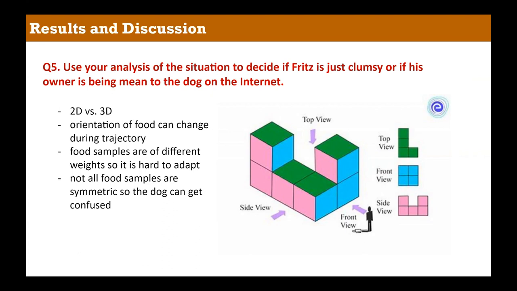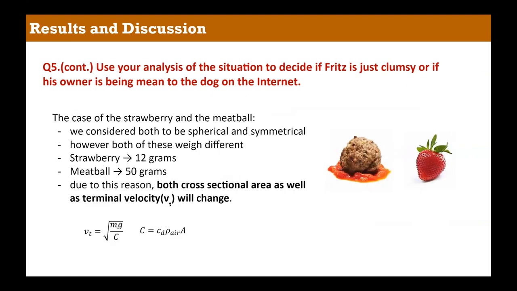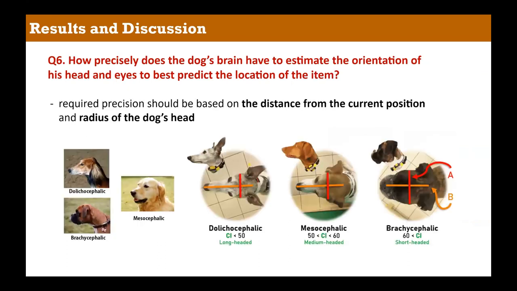To expand on the changing orientation, this picture shows that if the dog saw the front view of the food sample but saw a different view when it was about to catch it, it might have confused Fritz, thus changing his move last minute. But what if the owner unintentionally confused the dog with the constantly changing cross-sectional area of the object being thrown? If we focus on the strawberry and the meatball that we assume to be both spherical and symmetrical, we saw that Fritz couldn't catch these food samples. This supports the fact that the owner is mean and purposefully confusing the dog through different weights and sizes.